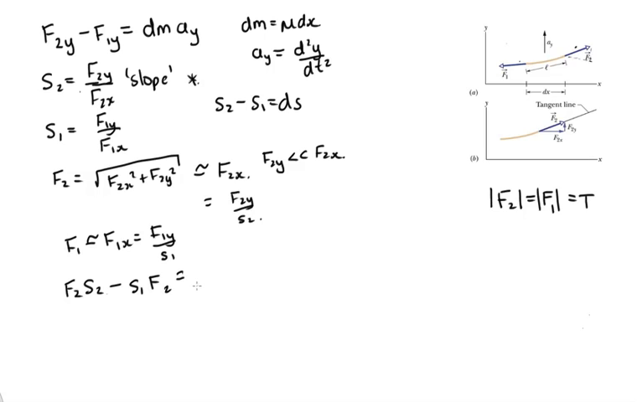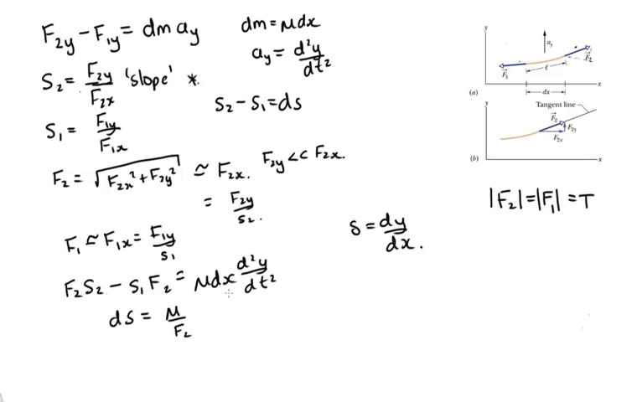And this thing is equal to this thing, which is mu dx times d squared y dt squared. Okay, now we said S was the gradient, so S is equal to dy dx. So what we've got here is F2 ds, which is equal to mu dx times d squared y dt squared. So ds is equal to mu on F2 times dx times d squared y dt squared.